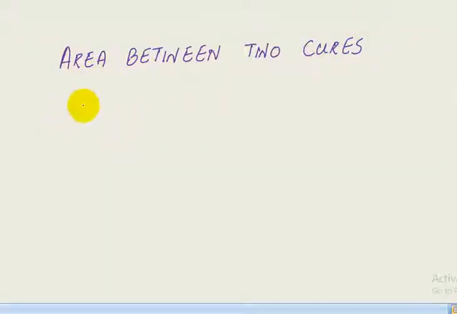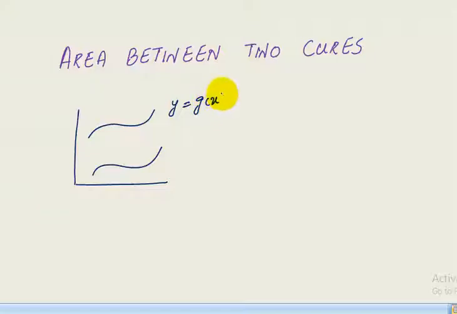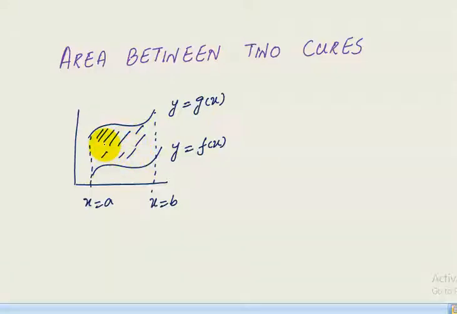Welcome students. Our today's topic is area between two curves. If we have two curves g of x and f of x, if our upper curve is y is equal to g of x and lower curve is y is equal to f of x, if x equal to a and x equal to b are the straight lines, then area between two curves g of x and f of x is shown in figure.